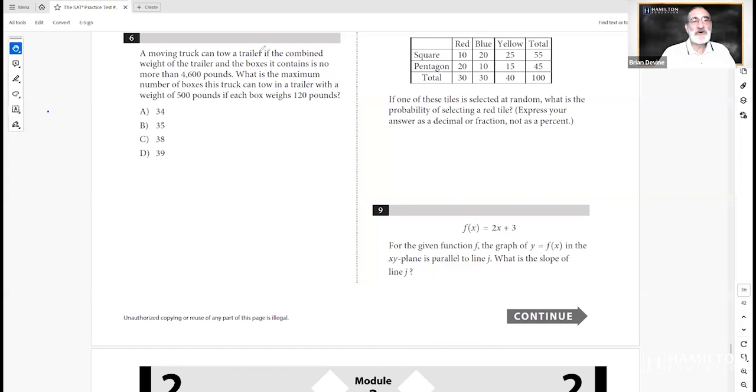Problem 6. A moving truck can tow a trailer if the combined weight of the trailer and the boxes it contains is no more than 4,600 pounds. What's the maximum number of boxes that this truck can tow in a trailer that weighs 500 pounds?